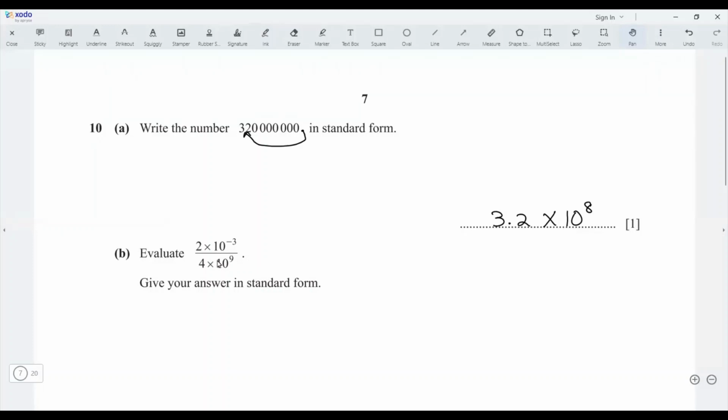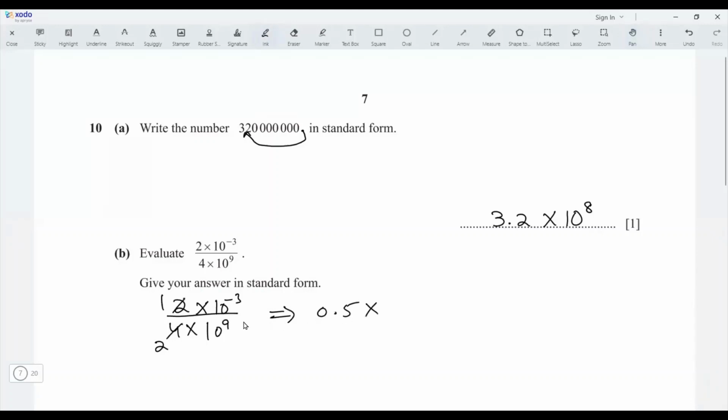So what about the next question? In the next question, what do we do? 2 and 4 can be simplified. So 2 times 10 raised to the power of minus 3, whole divided by 4 times 10 raised to the power of 9. So we can simplify 2 and 4: 1 time and 2 times. 1 by 2 in normal decimal form is quite easy. You can remember very simple basic fraction conversions into decimals. So it is 0.5.